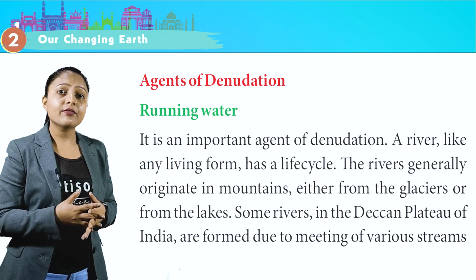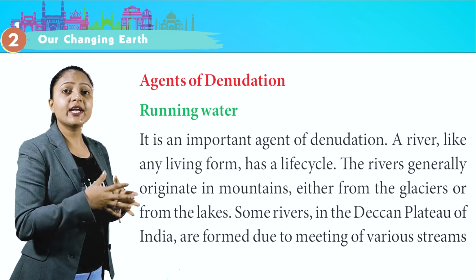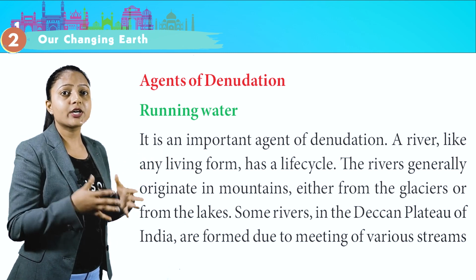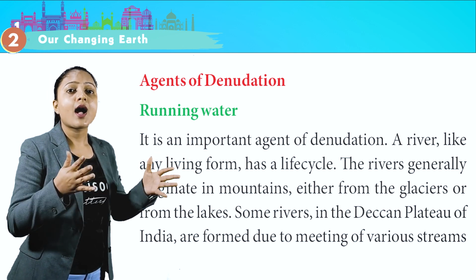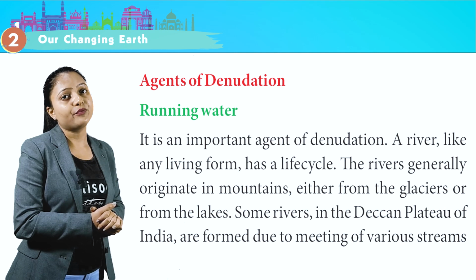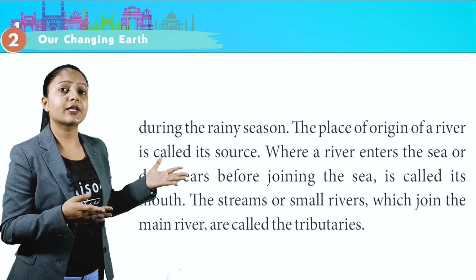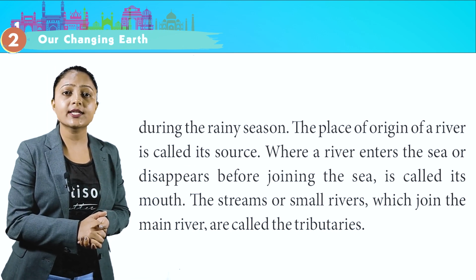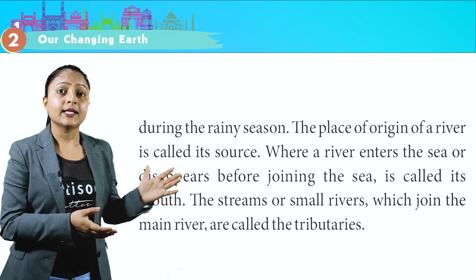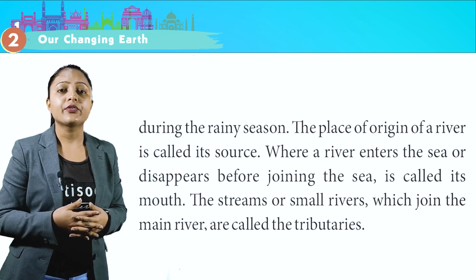A river, like any living form, has a life cycle. Rivers generally originate in mountains, either from glaciers or from lakes. Some rivers in the Deccan Plateau of India are formed due to the joining of various streams. The place of origin of a river is called its source. Where a river enters the sea or disappears before joining the sea is called its mouth. The small streams which join the main river are called tributaries.